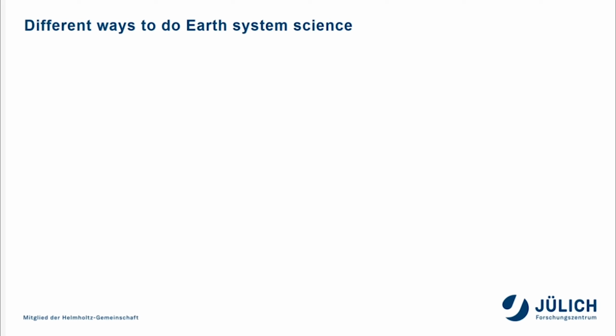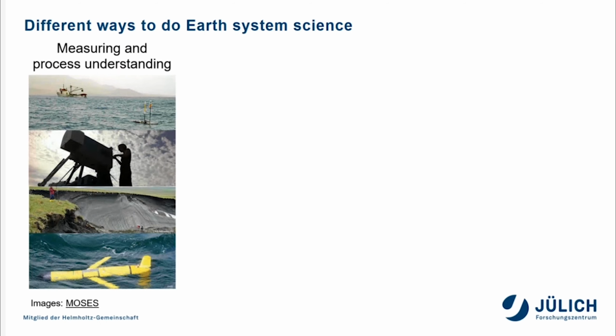So let me introduce why we're doing this machine learning. There are basically different ways to do Earth system science. So the first one is measuring and process understanding. These are images taken from the Helmholtz initiative MOSES. So that's an observing system development.